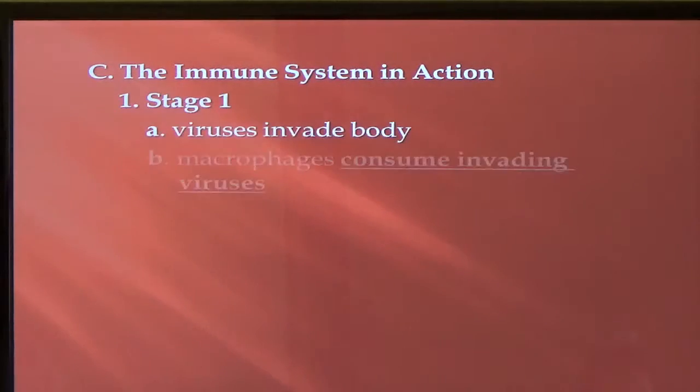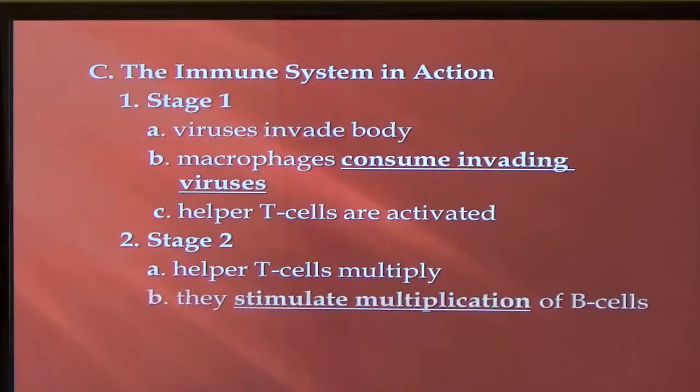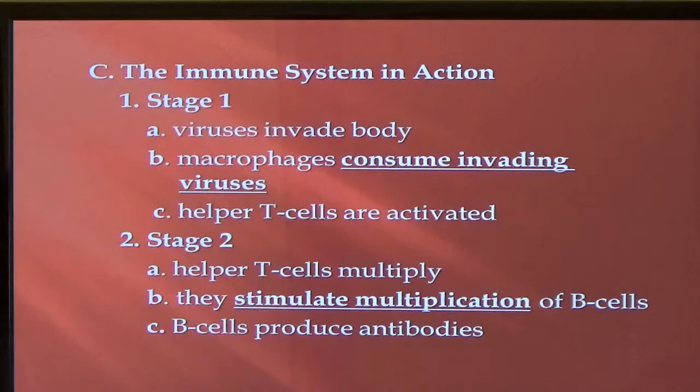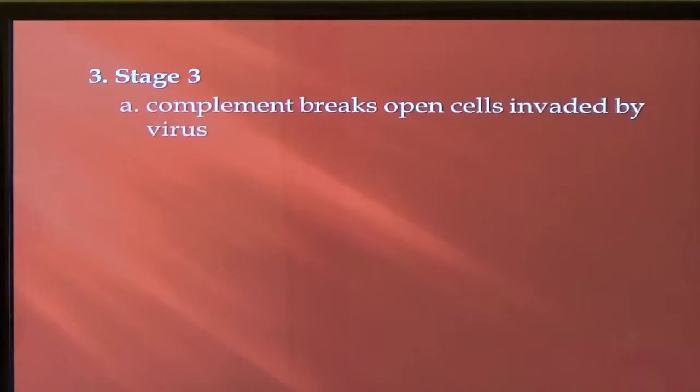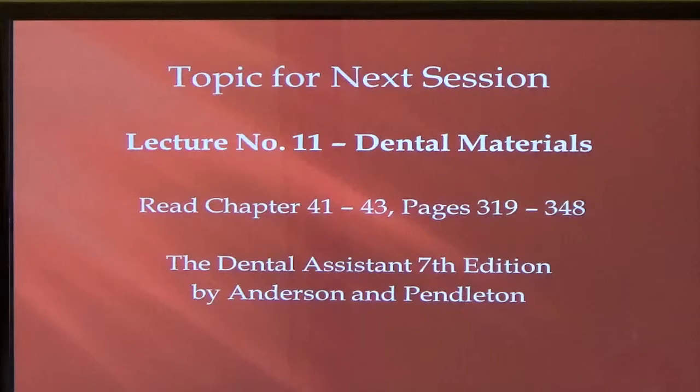Again, for our test, there's stage 1, the virus, and this is kind of what happens. Stage 1, the virus comes in, the macrophages invade the virus. There's T helper cells that are activated. The T helper cells multiply, they stimulate multiplication. I remember we had to memorize this cycle. If it's working, you're well, and if it's not working, you're going to get sick.